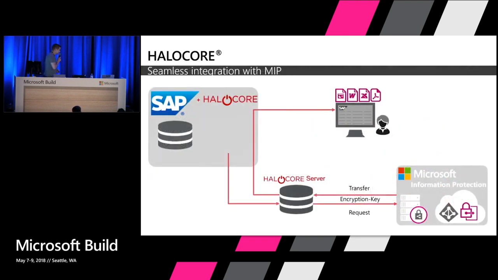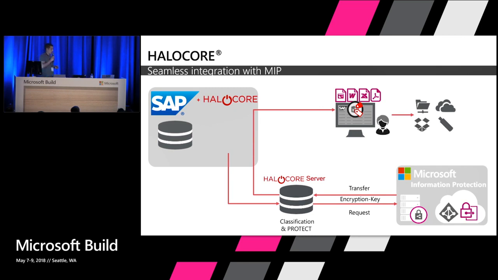Now, how do we do that? The user requests a document. Instead of just giving the document to the user, we grab the document, collect a lot of information about it, and then decide on our server side what to do with it. In this particular case, we decide we need to classify, label, and protect the document. Once that's done, we hand over the document to the user, so he or she can continue to work as if no changes have happened.